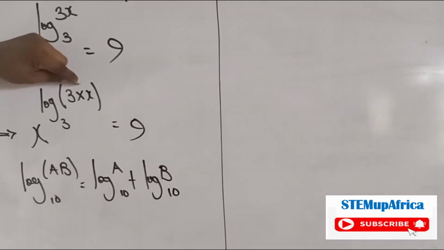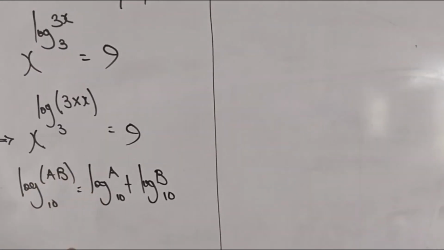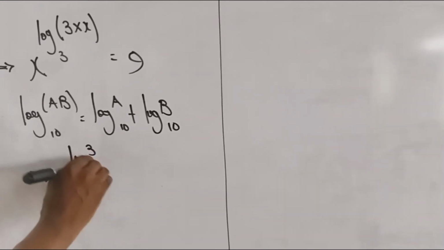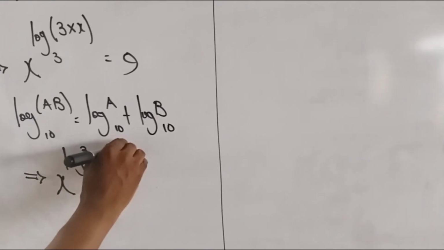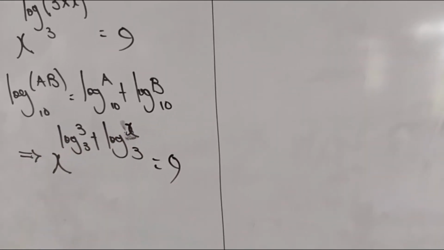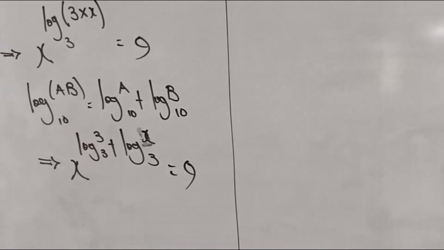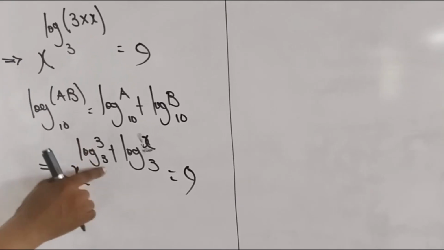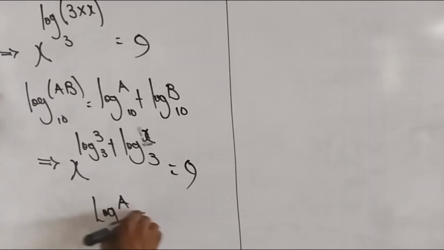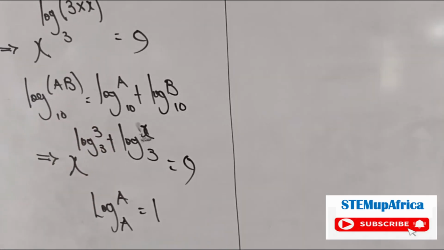That means I can write 3x, or 3 times x, as log 3 in base 3 plus log x in base 3. So if we apply that, this will give us x raised to the power log 3 in base 3 plus log x in base 3 equals 9. We also have a law in logarithm that supports when you have equal power and equal base. What we have here, the base and the power, they are the same. What does the law say? It says log A in base A is 1. When the power and the base are the same, the value is 1. So I can change all of these into 1.